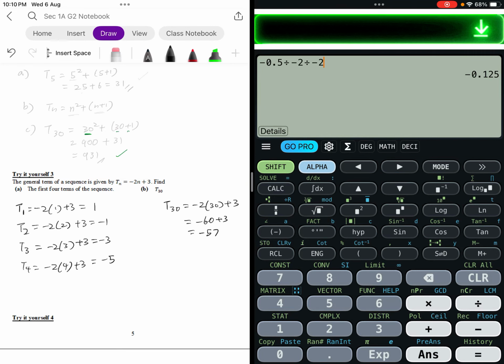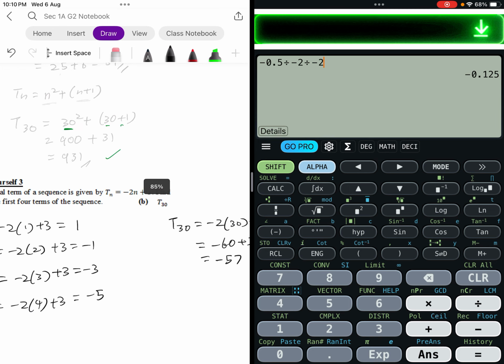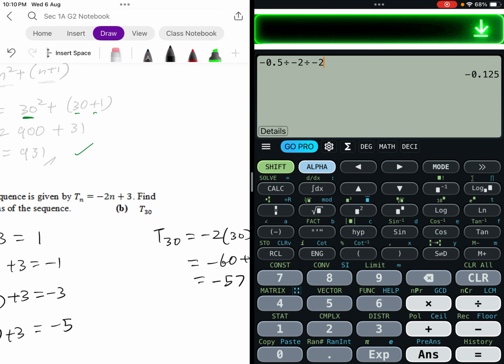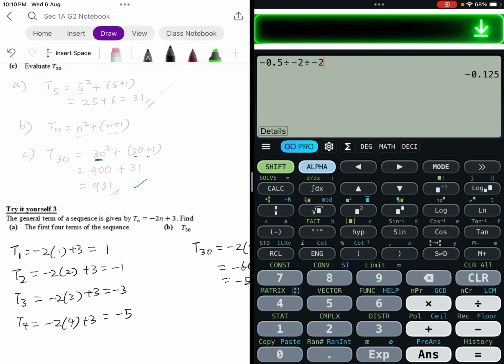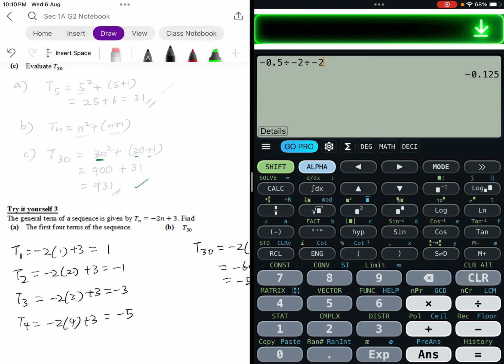Okay, so try yourself 3. Hopefully by now you understand how to do it. Our term here is Tn equals minus 2n plus 3. So n is your first place, second place, third place. Tn is the value of the number at that placing. Okay, so first four terms.